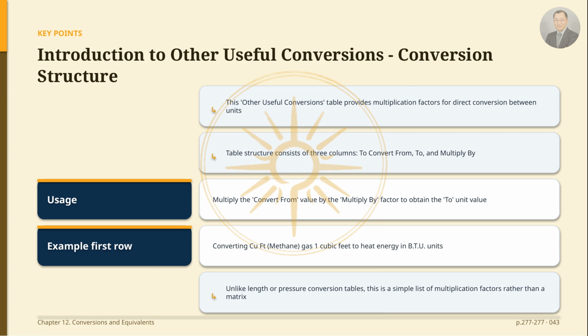The usage is very simple. Just multiply the value before conversion by the factor listed under multiply by to get the value in the desired unit. Looking at the first row, there is an item for converting 1 cubic foot of methane gas to BTU, a unit of heat. In the case of methane, it corresponds to approximately 1,000 BTU. Please keep in mind that unlike the length or pressure conversion tables we saw earlier, which are a matrix format where rows and columns intersect, this table is a simple list of multiplication factors.